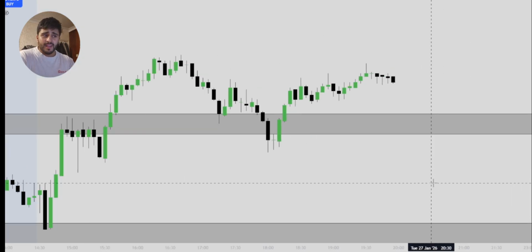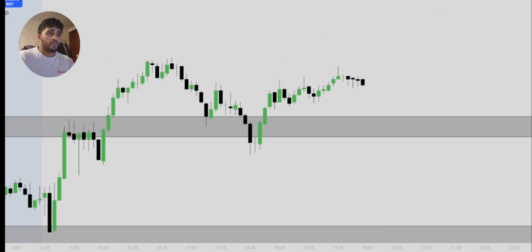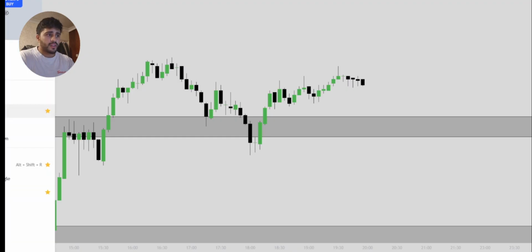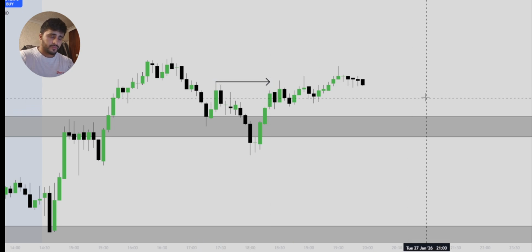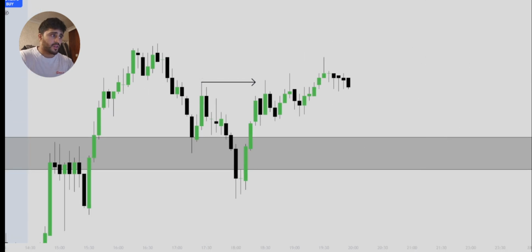This is where I again disagree with the ICT traders, right? A lot of ICT traders, what they'll do is something like this. They will take a structure break, right? They'll take a break of structure, and they will look to enter off.